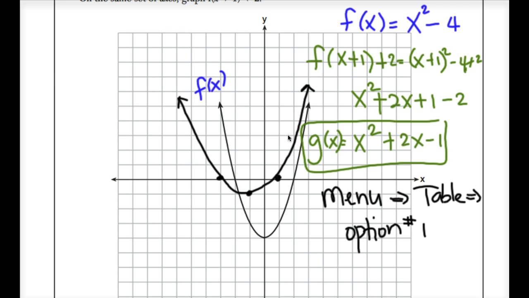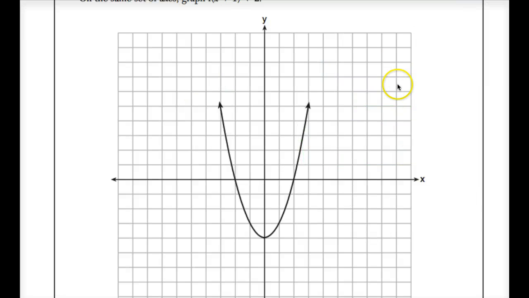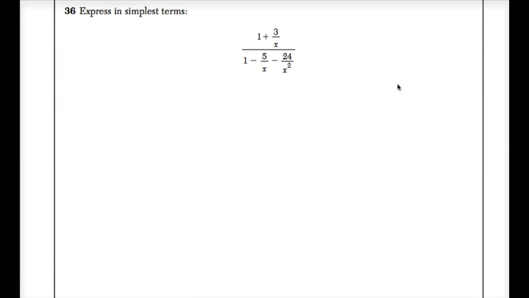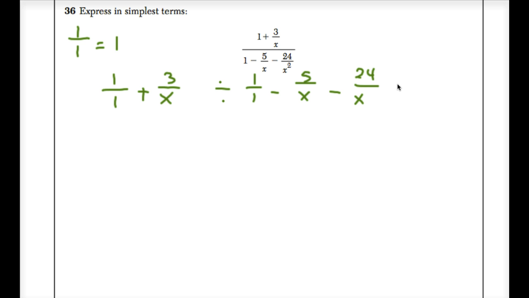Alright, we got number 36, which is what we did in unit 6. And it's a tough question. So express in simplest terms. One thing we need to remember is that 1 over 1 is the same thing as 1 as a fraction. So I'm going to rewrite this in terms of fractions. So I have 1 over 1 plus 3 over x, divided by 1 over 1 minus 5 over x minus 24 over x squared. My goal is to make all of these have the same denominator so I can combine it. So in this case, our common denominator is x.